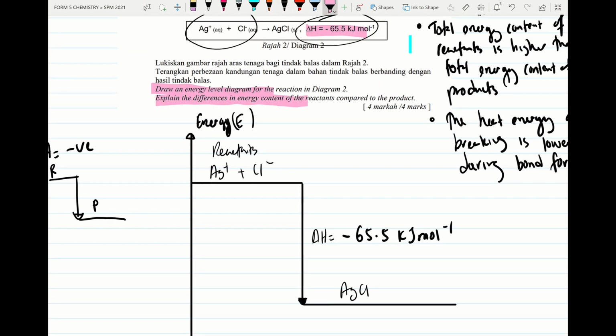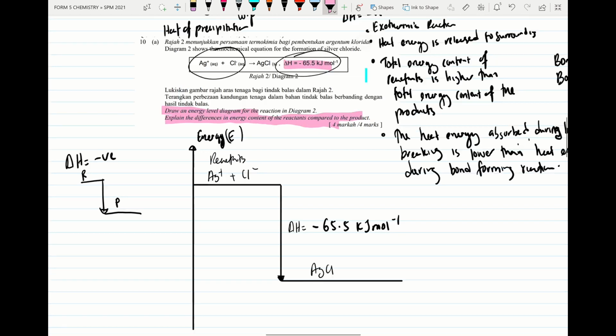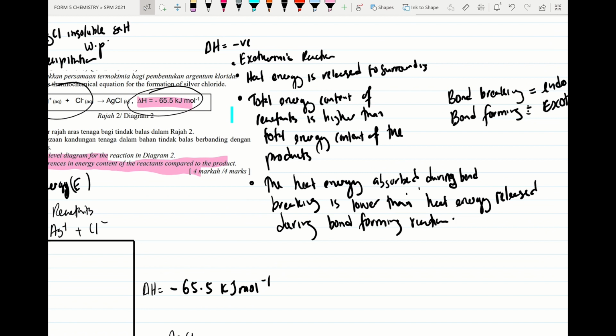Explain the differences in the energy content of the reactant compared with the product. So the answer is already written here. Please check the answer. We can put here the reaction is exothermic, comma, the heat energy is released to the surrounding. All right, the total energy content of the reactant is higher than the total energy content of the product. So we can write down this point, point number one.